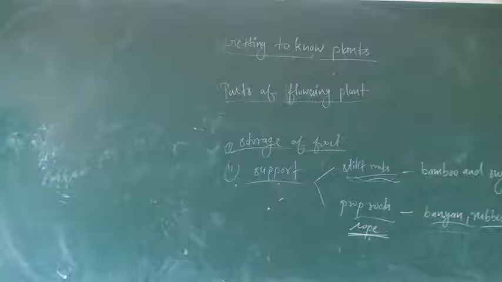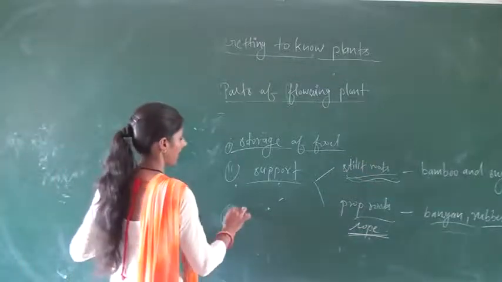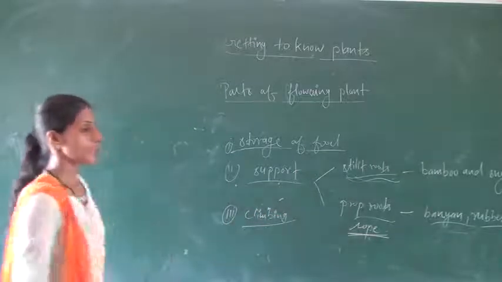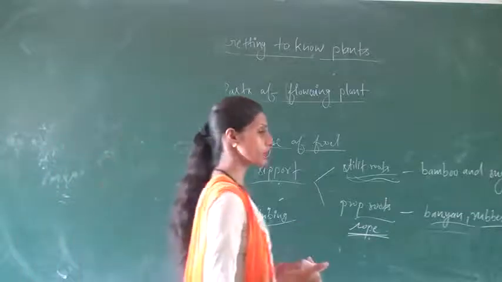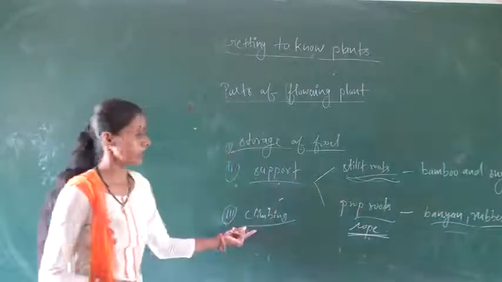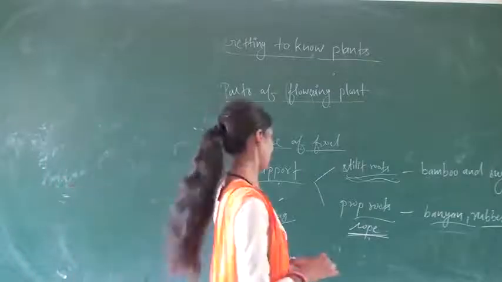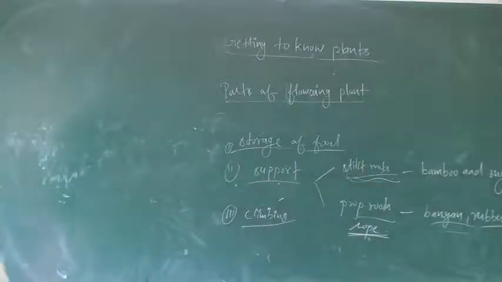Okay. After that, the third one is climbing. Some roots help the plants to climb in upward direction. These roots arise from the nodes of the plant. They help the plant to stick with the wall, and with the help of the wall they climb in upward direction.